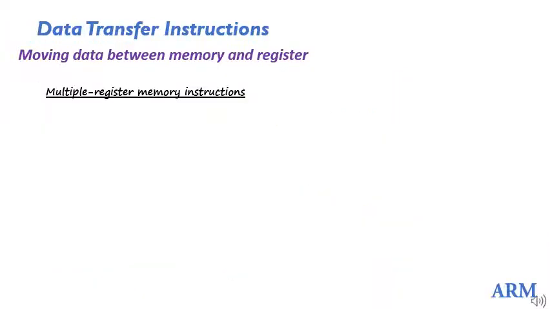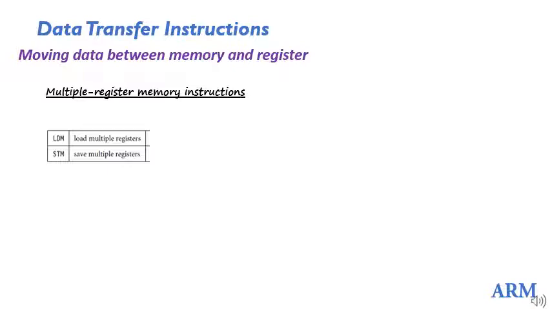Now suppose you have a block of data to be transferred from memory or to memory. So in that case, Cortex M3 also provides multiple register memory instructions. So the same load and store instructions are slightly modified to support multiple memory access in a single instruction. The instructions are LDM and STM. So that is load multiple registers and store multiple registers.